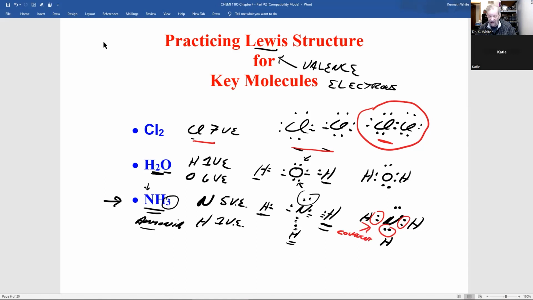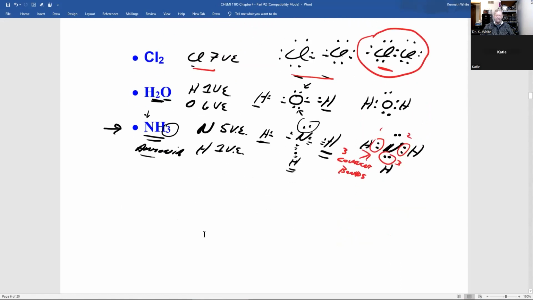Those are the bonded electrons. So 1, 2, 3. In ammonia, there are 3 covalent bonds. And that's how you do Lewis structure for simple molecules like this.